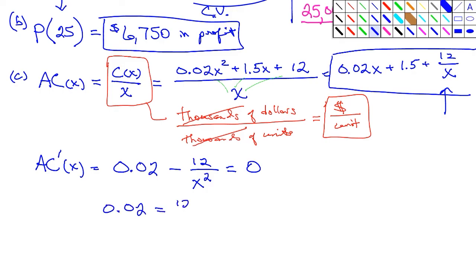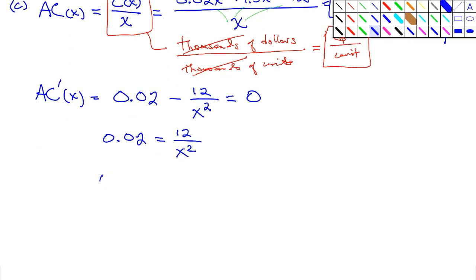Move the 12 over x squared to the other side. Cross multiply by the x squared. And we get x squared is equal to 600. And x is equal to 24.495.